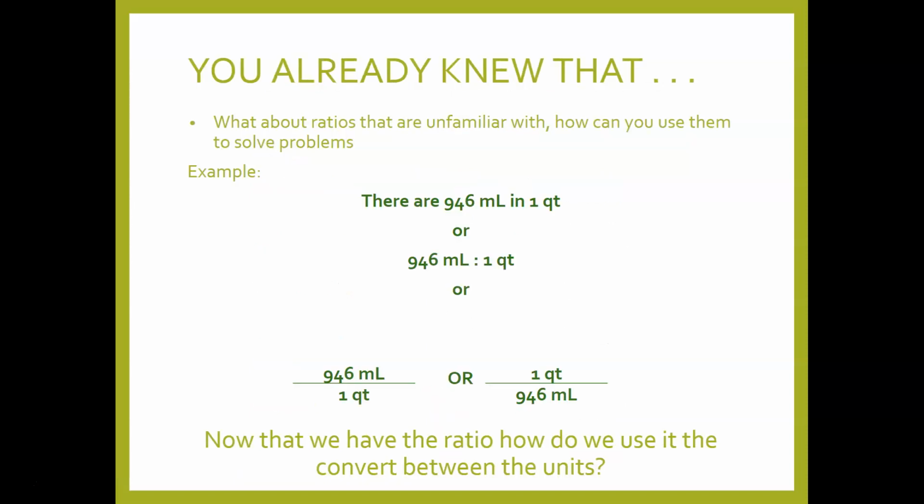All right, so you already knew that one. You already knew about the inches and feet. So let's talk about a proportion, or a ratio, that you're unfamiliar with. So there are 946 milliliters in 1 quart. You just saw that on the last slide. Or 946 ml colon 1 quart. And we can see how that looks in fraction form. So now that we have the ratio, how do we use it to convert between units? Well, we're going to do the exact same thing that we did with the inches and feet problem.